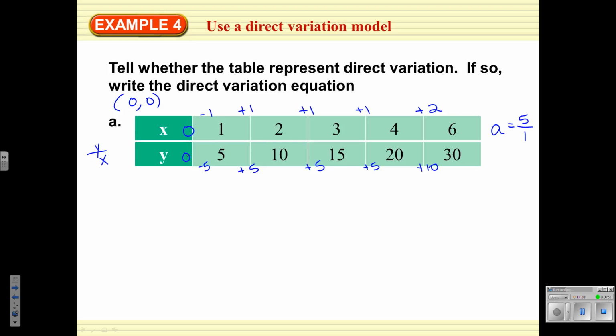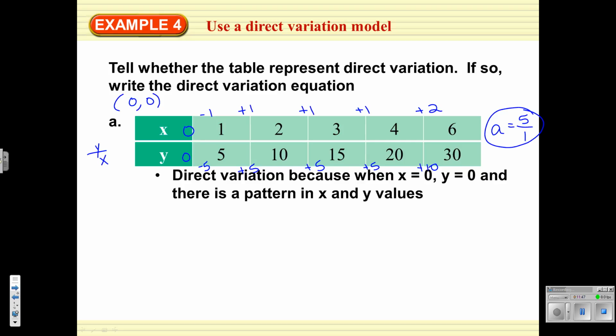And if they are 0, 0, if it does pass through the origin, it's a direct variation with this as my a. So the equation, direct variation, because when x equals 0, y equals 0, and we see the pattern in the x and y values. We see a constant rate of change. So my equation would be y equals 5x. My y-intercept is 0, so that's why there's no plus b. And that's why it's a direct variation.